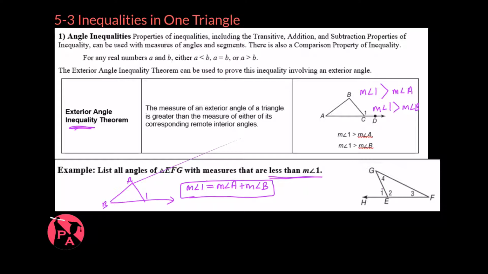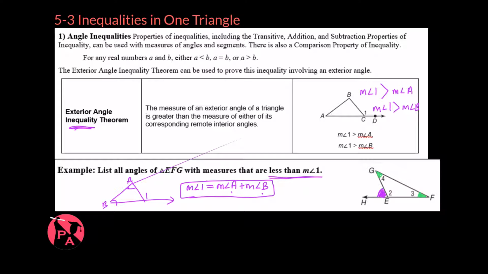So angle 1 is going to be greater than either one of these. These are the remote interior angles, angle A or angle B. So we are going to do the same thing for this triangle, the one that we have. So angle 4 and angle 3 are remote interior angles according to angle 1. That's why both of them are going to be smaller than angle 1.